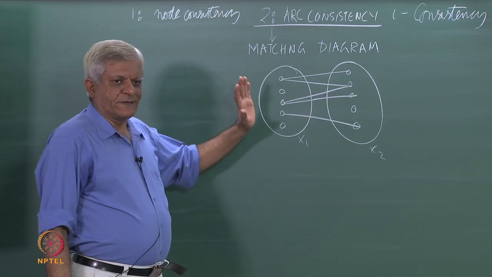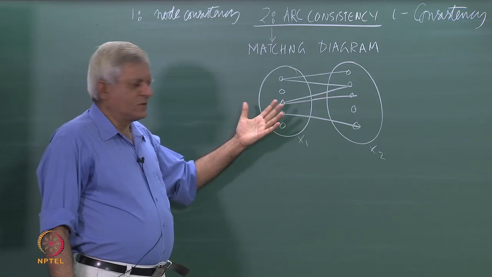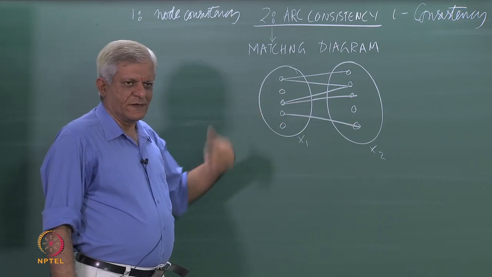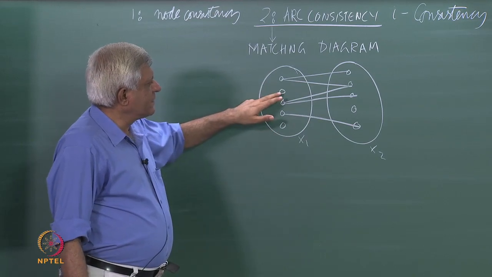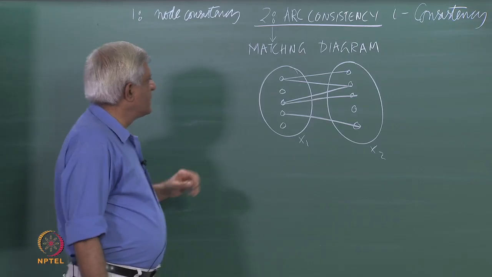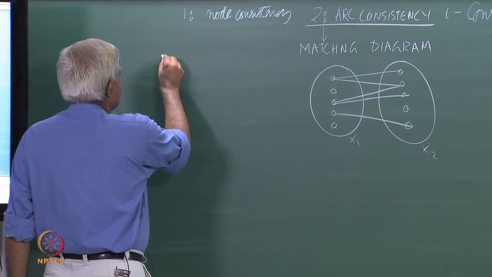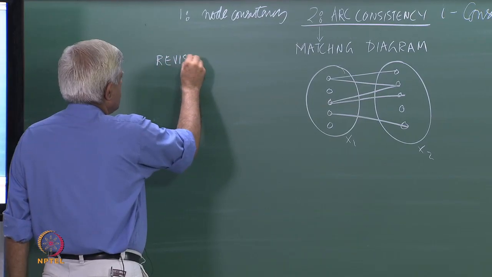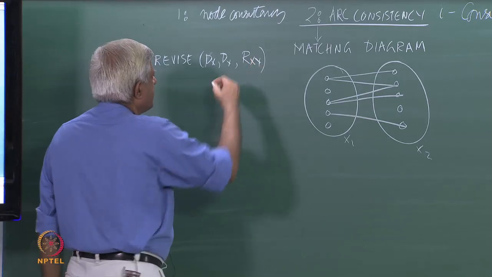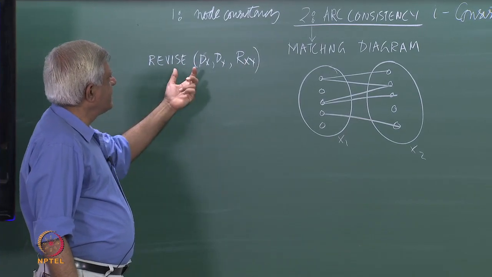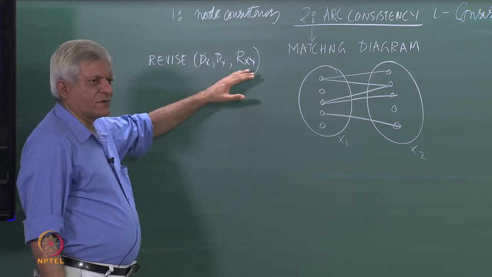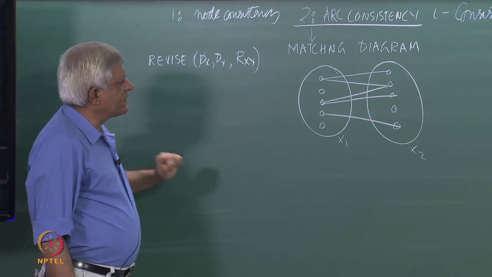What we want to do in arc consistency over these two variables is to keep only those values in a domain for which there is a corresponding value in the other domain. For example, we do not want to keep this value because there is no matching value in the other domain. We do not want to keep this value, we do not want to keep this value. To implement this, we have a simple procedure called revise, which is a standard name for it, revise(Dx, Dy, Rxy). We are going to prune the values of Dx to only those values which have a corresponding value for this Rxy. If this is x and that is y, you can prune this.